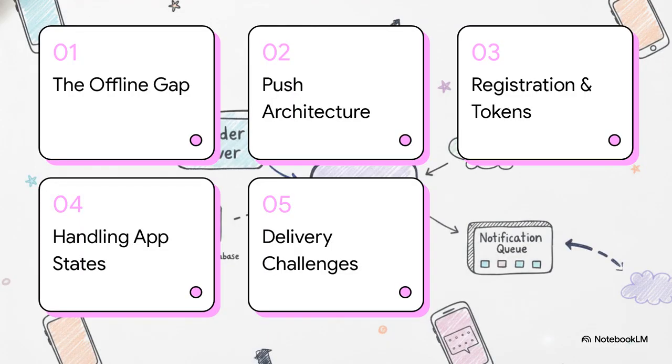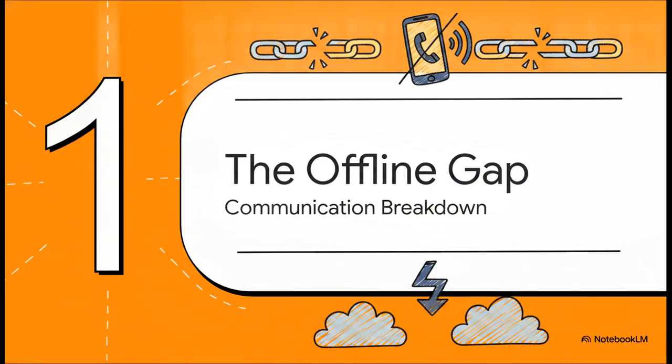To figure this out, here's our roadmap. We'll start with the offline communication gap, then move into a push architecture overview. After that, we'll cover device registration and tokens, how to handle iOS app states, and we'll wrap up with delivery challenges and limits. Okay, Section 1, the offline communication gap.